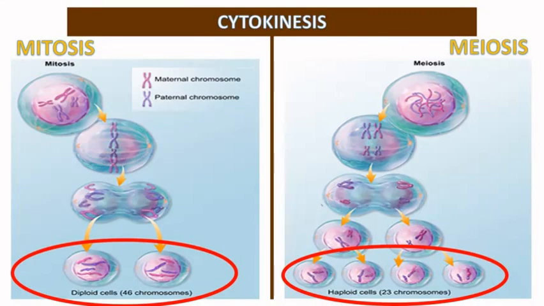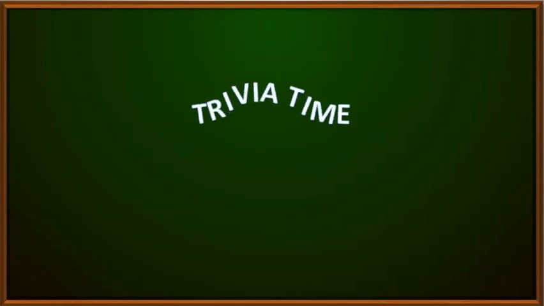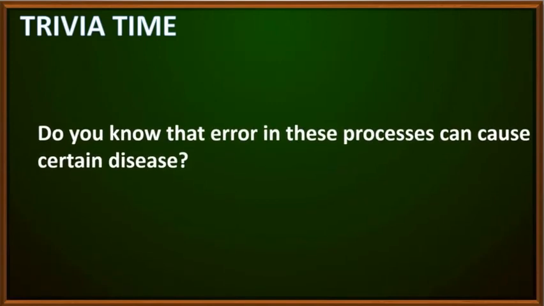Amazing, right? It is so wonderful how we are created with a cell, which is a very small part of the body that is almost invisible to the unaided eye, that will have to go through such complex processes just to keep our body working and living. Now, it's trivia time! Did you know that errors in these processes can cause certain diseases?